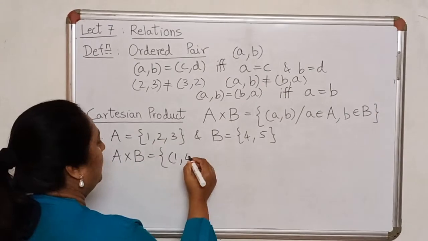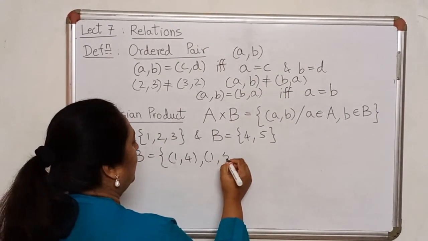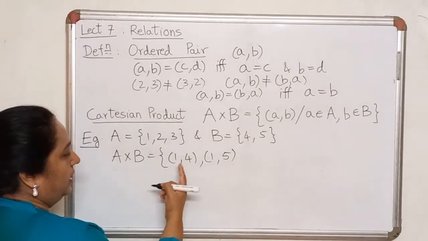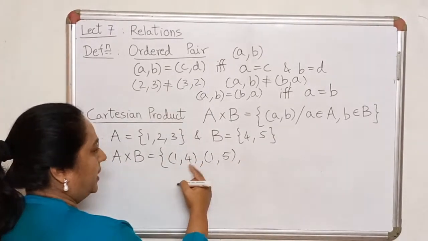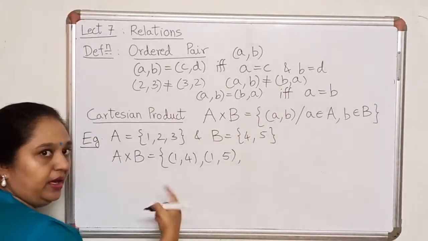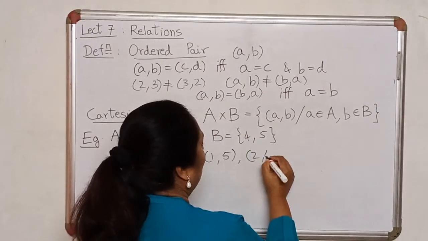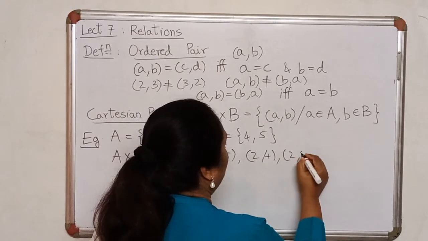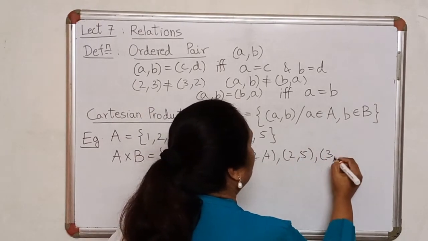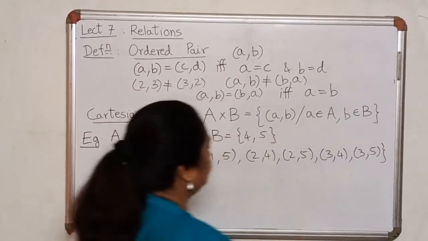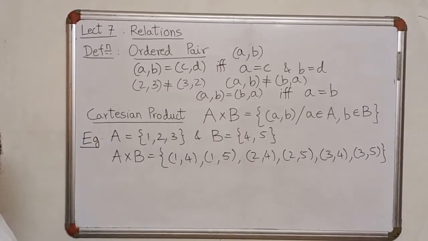So I have 1 comma 4, 1 comma 5, because first element has to be from A, second from B. So I am taking all possible combinations of second elements by keeping the first one fixed. You can do it the other way around also. 2 4, 2 5, 3 4, 3 5. Okay, that will be A cross B.